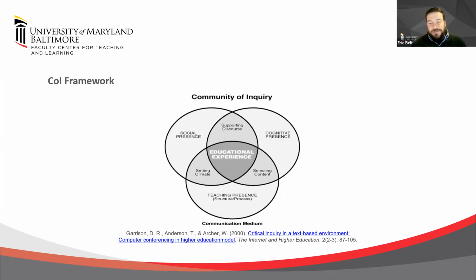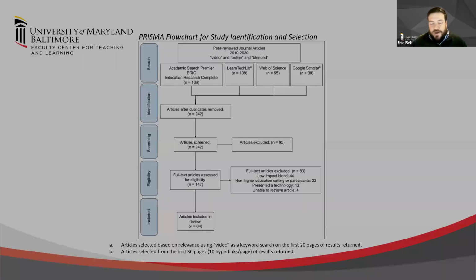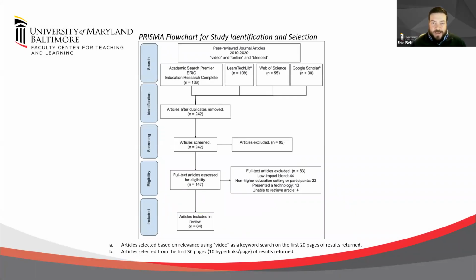So just trying to position this presentation a little bit. To give you a little recap of what I did for my lit review, I just looked at peer-reviewed articles from 2010 to 2020, narrowed them down through this PRISMA flowchart, and the eligibility.